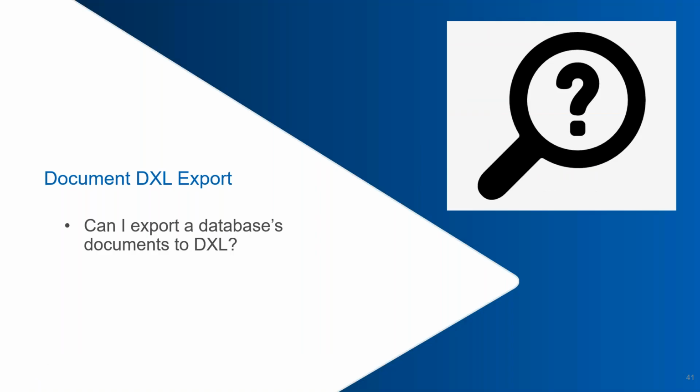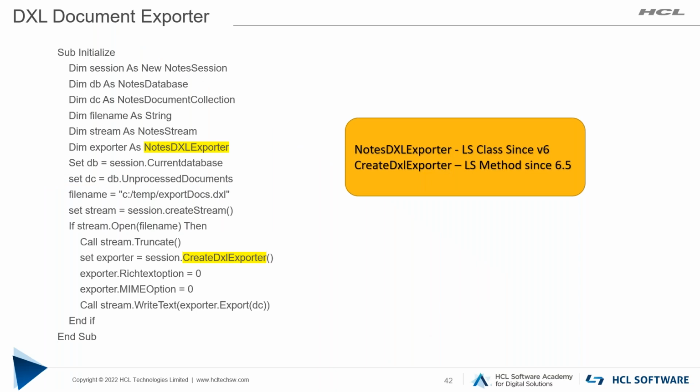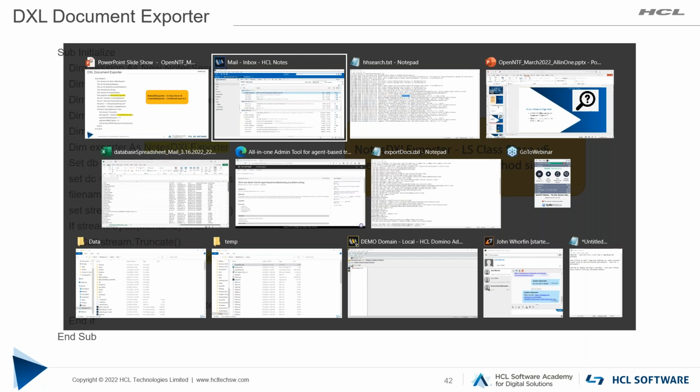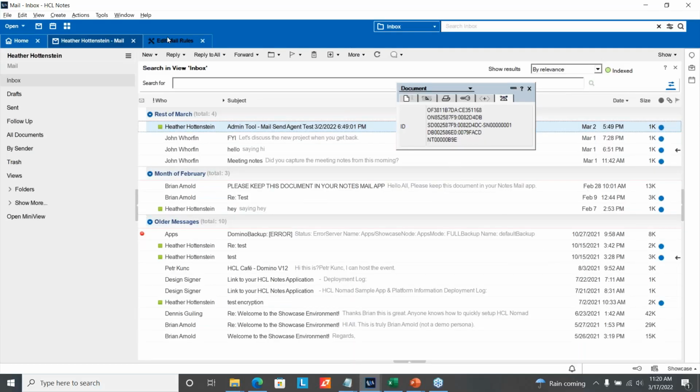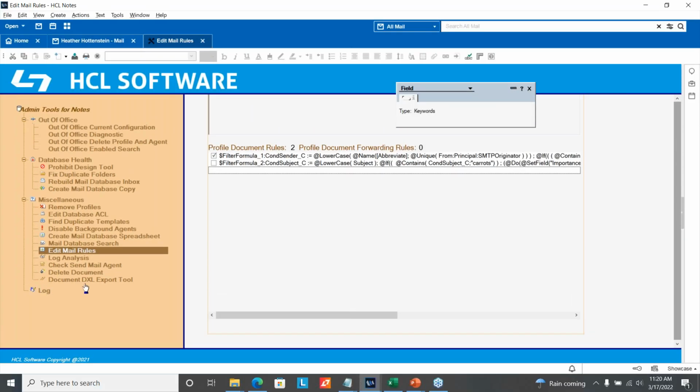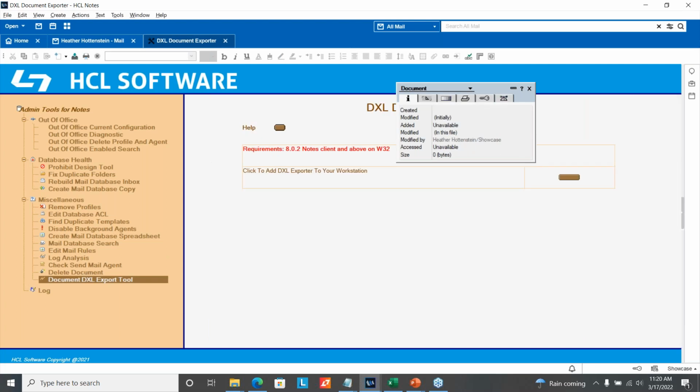And then finally, I want to talk about DXL exports, because I do get this one over time: how do I take a database and export the documents to DXL? It's fairly common. Anyway, there is a way of doing that, and the utility does have the document DXL export tool.